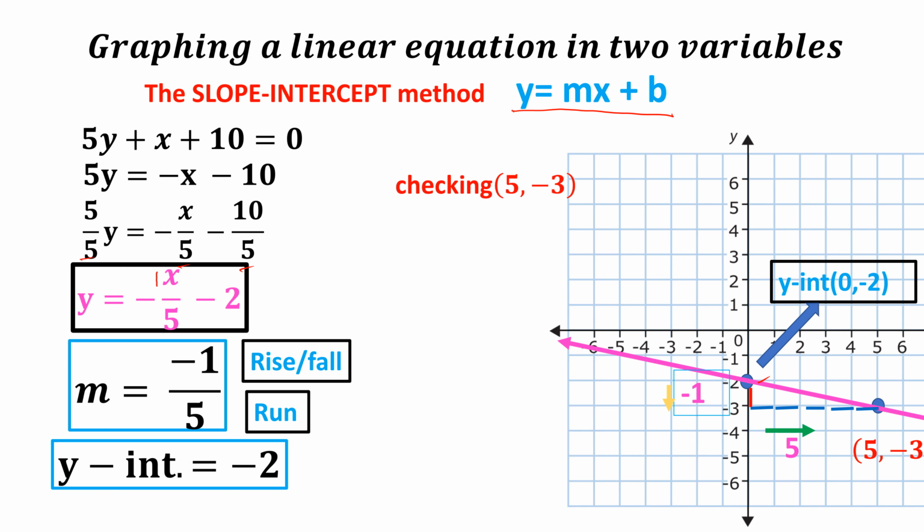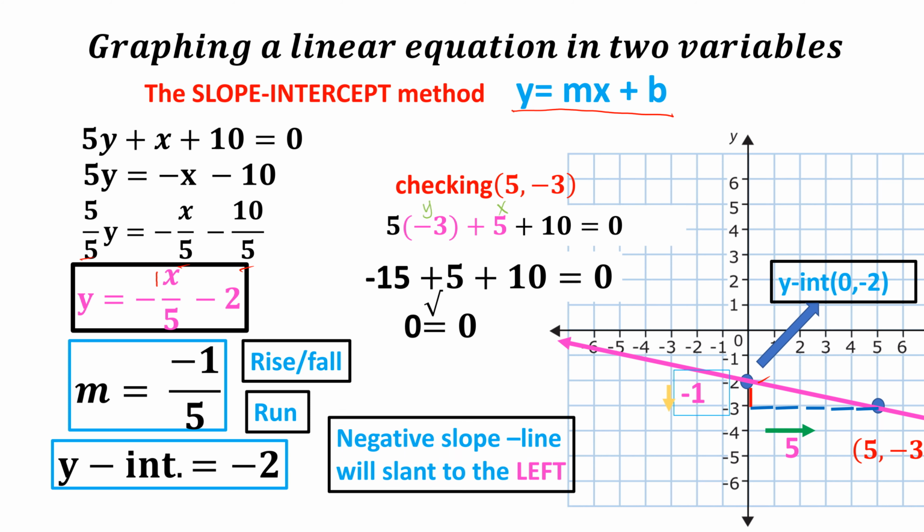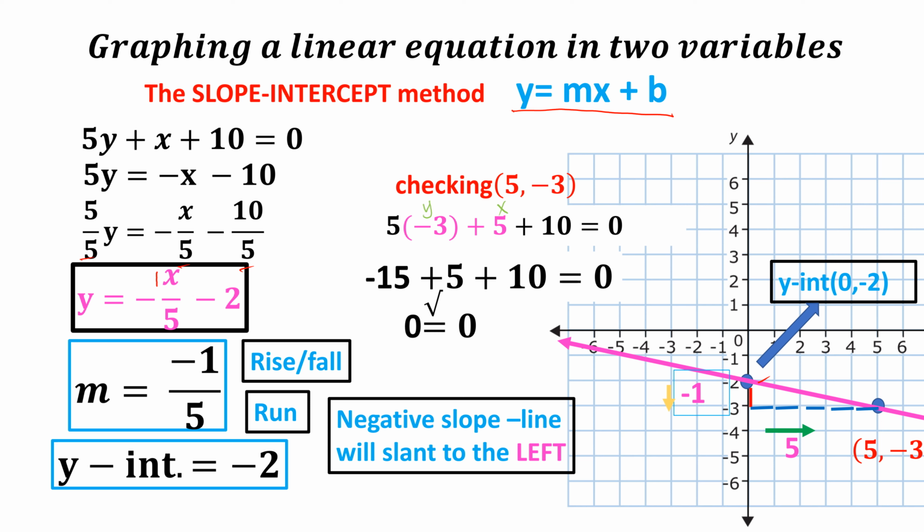Now, how do we know if our graph is correct? The point (5, -3) is on the line. Thus, we try checking using the original equation. 5y plus x plus 10 is equal to 0. Instead of y, we change it to negative 3, and our x will be 5. So negative 15 plus 5 plus 10 is equal to 0. And thus 0 is equal to 0. And so far, the slope is negative because, as you have seen, the line is slanting to the left.